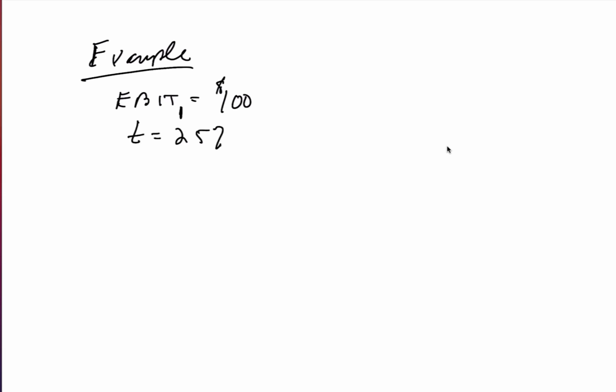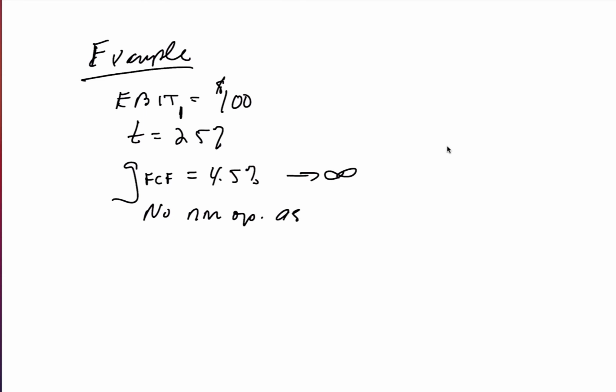So let's work an example. There's a lot of data to present in these types of examples. First off, we have EBIT in period 1, not 0, of $100. We'll assume the tax rate is 25%. The growth rate of free cash flow to infinity will be 4.5%, constant. There are no non-operating assets, which will make it simple. The weighted average cost of capital is 10%.